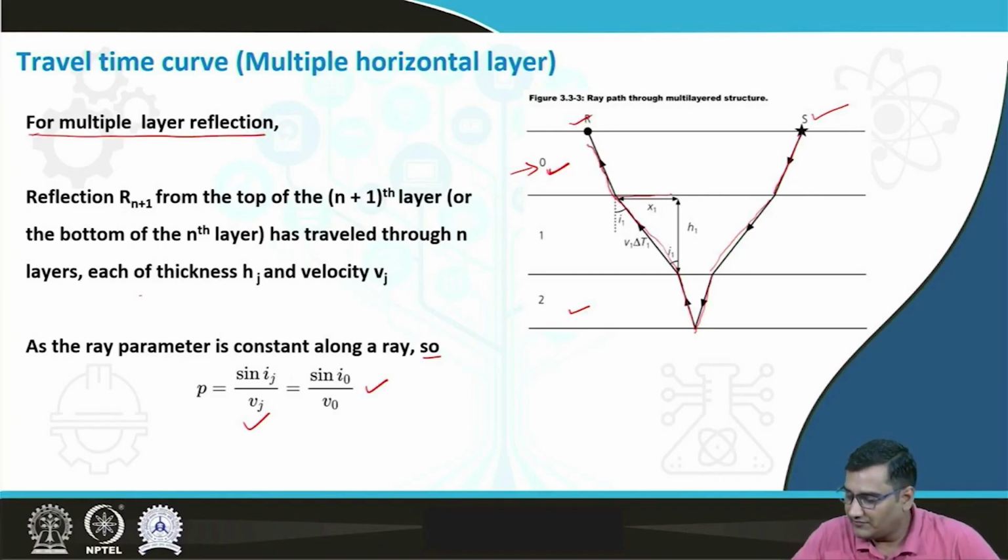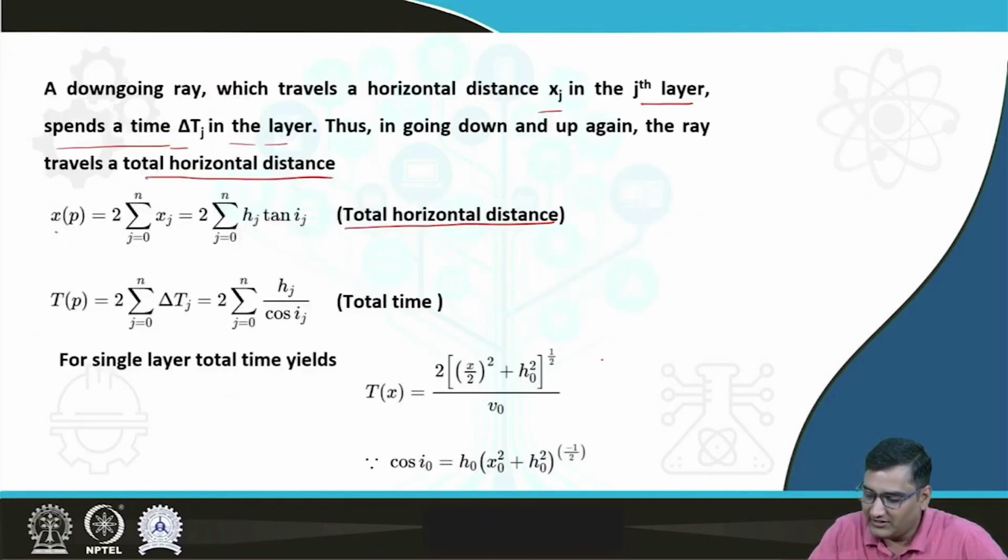So if you consider this particular triangle here, then what you will see is the thickness of the layer, and the distance that the ray is traveling in this particular layer is x1, or you can say xj if it is your jth layer. The angle of incidence or angle of reflection in this particular layer is i1. So if you consider this xp, that means the total horizontal distance, that can be written as two-way travel, because in each layer the ray is traveling twice, up and down.